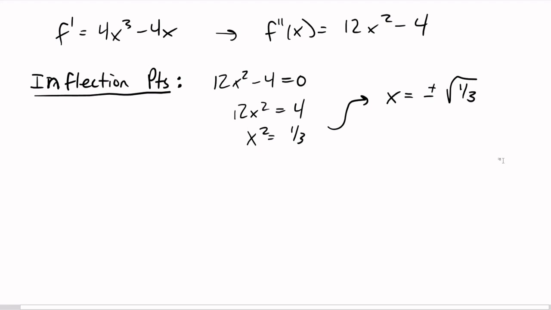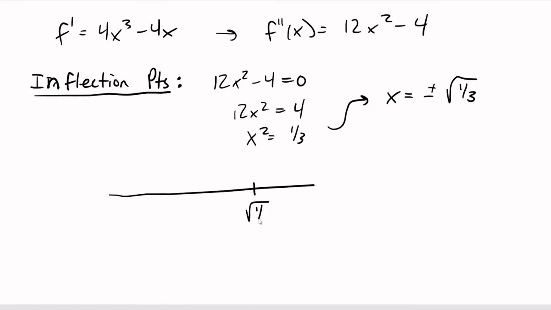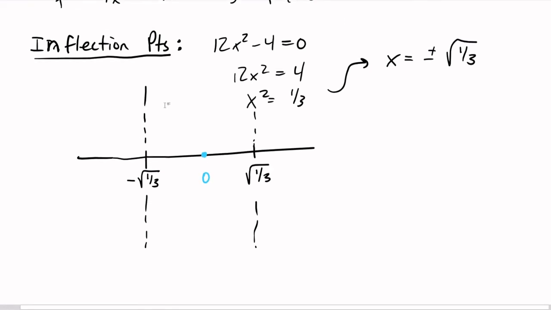So then how do you deal with concavity and what to do now? Just draw out your line again. Here is the positive square root of 1/3. Here is the negative square root of 1/3. So that gives me 3 regions here. 1, 2, 3 regions. Test points. Easiest one to test, 0. Okay, what do I do here to test this? I take the second derivative, I plug in 0. That's right up here, right?